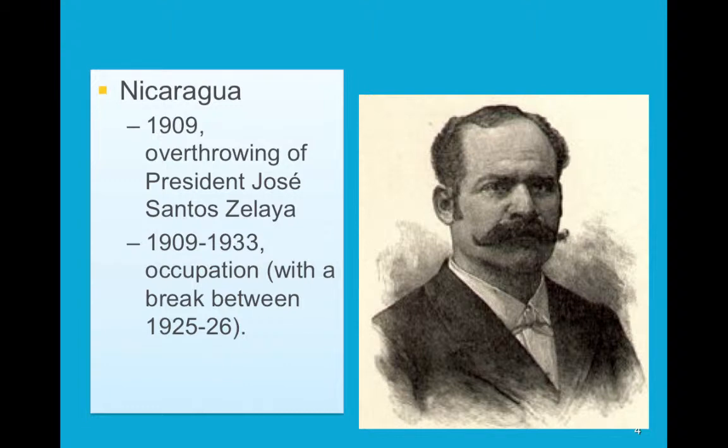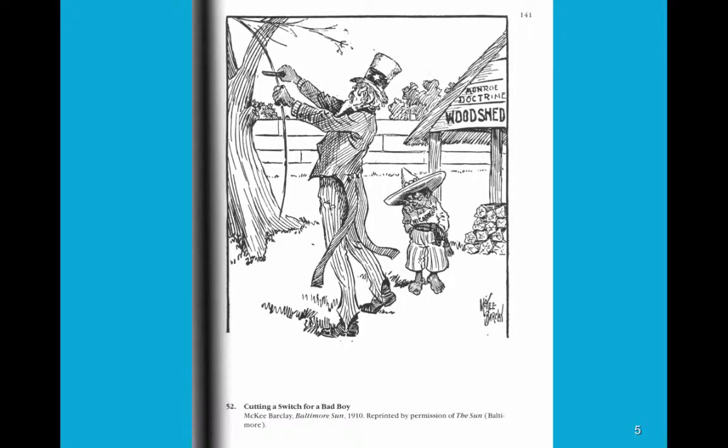Remember that Nicaragua in 1909 was ruled by a guy by the name of President Jose Santos Zelaya. Santos Zelaya was trying to become economically independent, and this upset the United States, especially the United States' ideas of trade and security. So as a result, in 1909, we overthrew the government of Nicaragua.